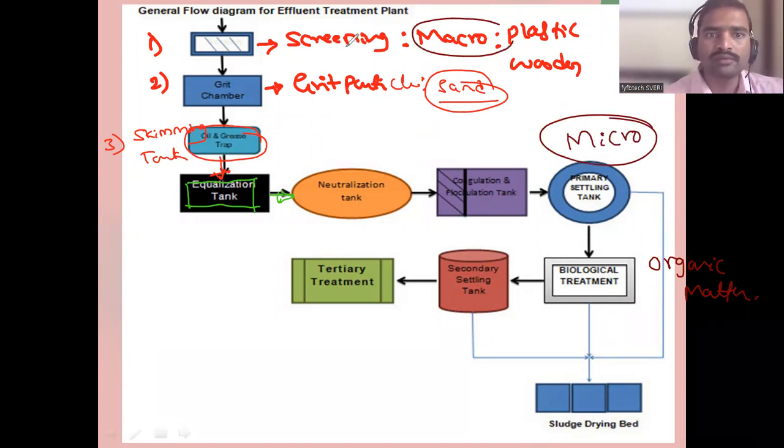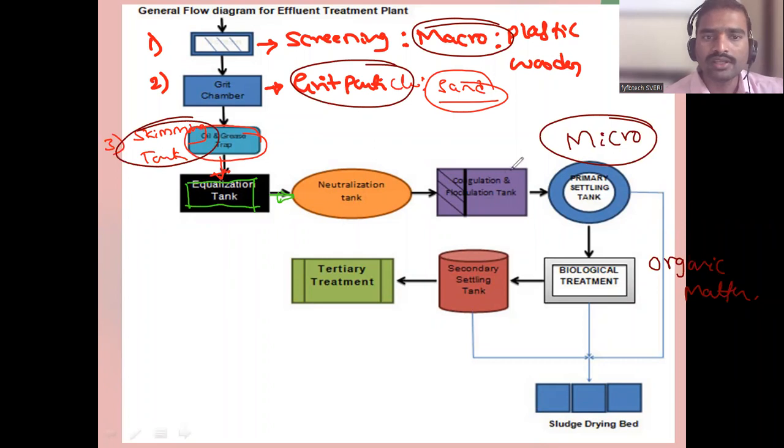So in the screening, macroparticles. In the grit chamber, grit particles. In the skimming tank, oil and grease. In the primary settling tank, microparticles are removed. In the biological treatment tank, organic matter is removed. After treatment, the water is taken into the secondary tank. Again, here all the organic matter, that is methane, whatever is formed, is removed using aerobic and anaerobic processes.